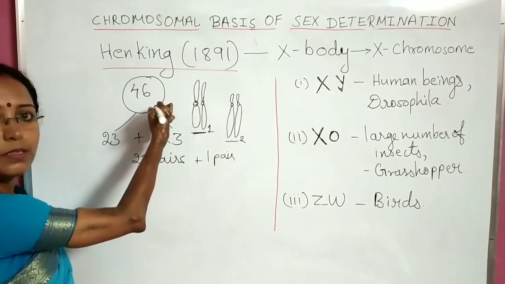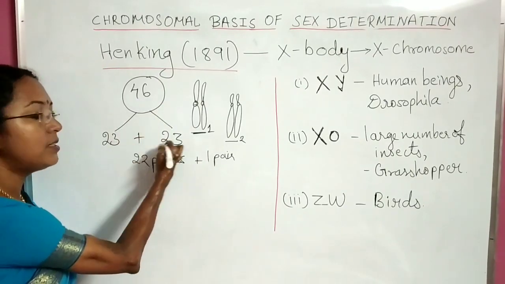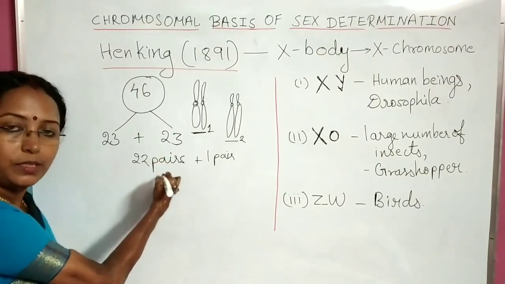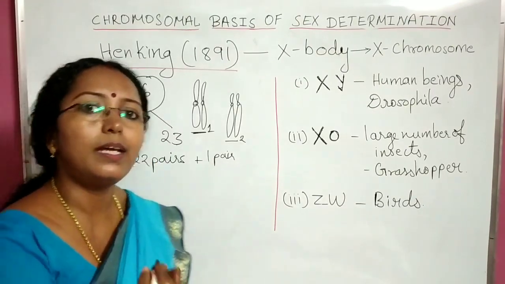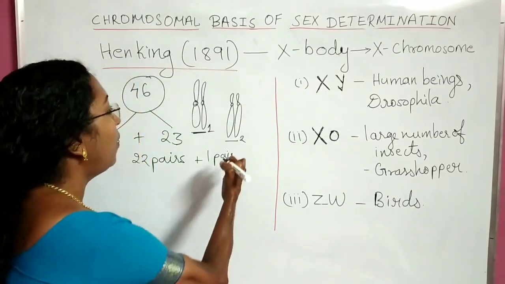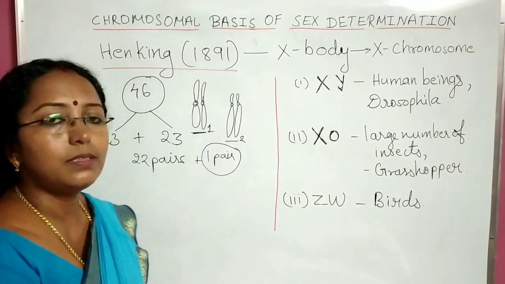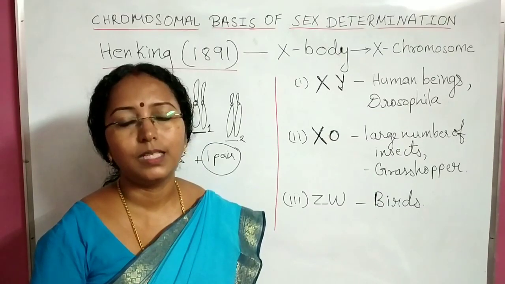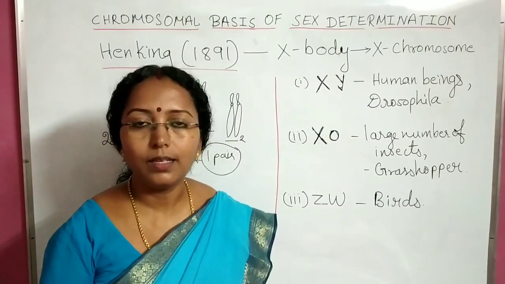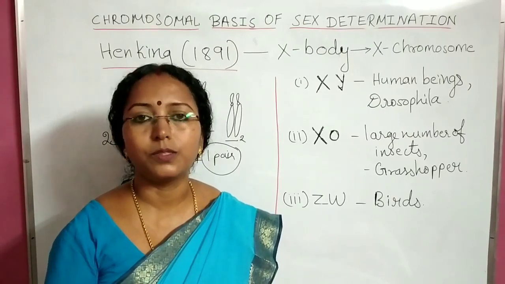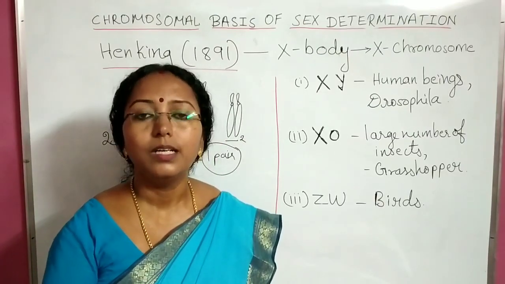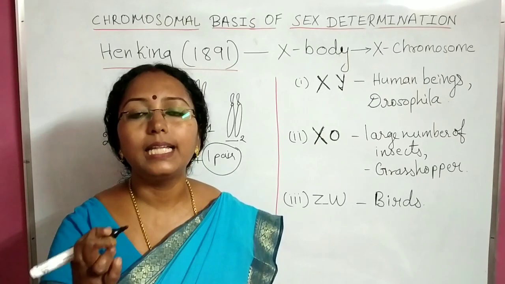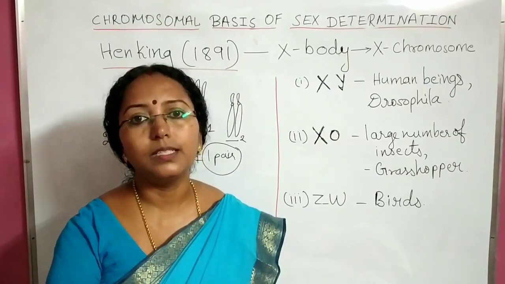So 46 chromosomes. Out of 46 chromosomes, I have written it as 23 pairs. Now, 22 pairs are exact pairs, and there is one pair which is not exact. And that one pair determines the sex of human beings. So whether it is male or female, every cell is having 46 chromosomes, and in both males and females, 22 pairs are exactly same, but one pair is different, and that one pair determines the sex of the individual.